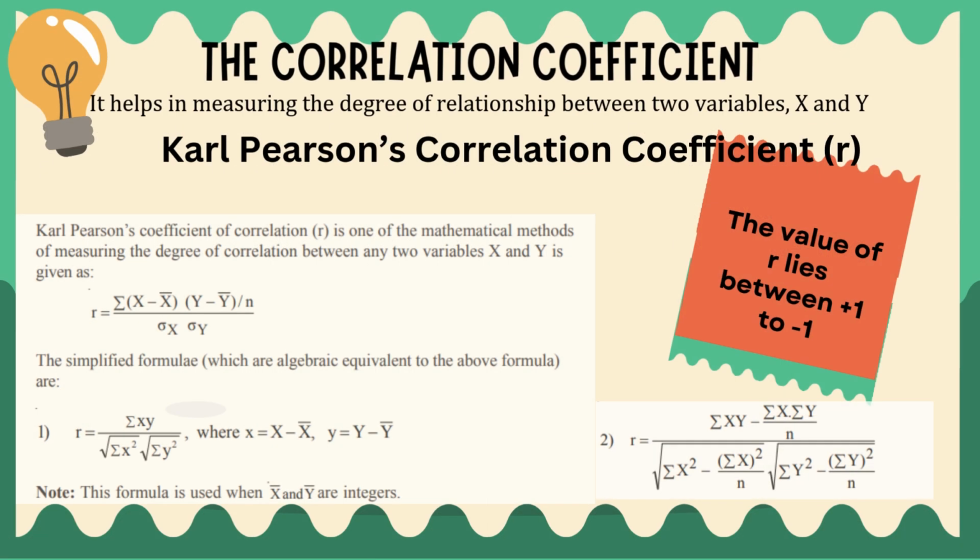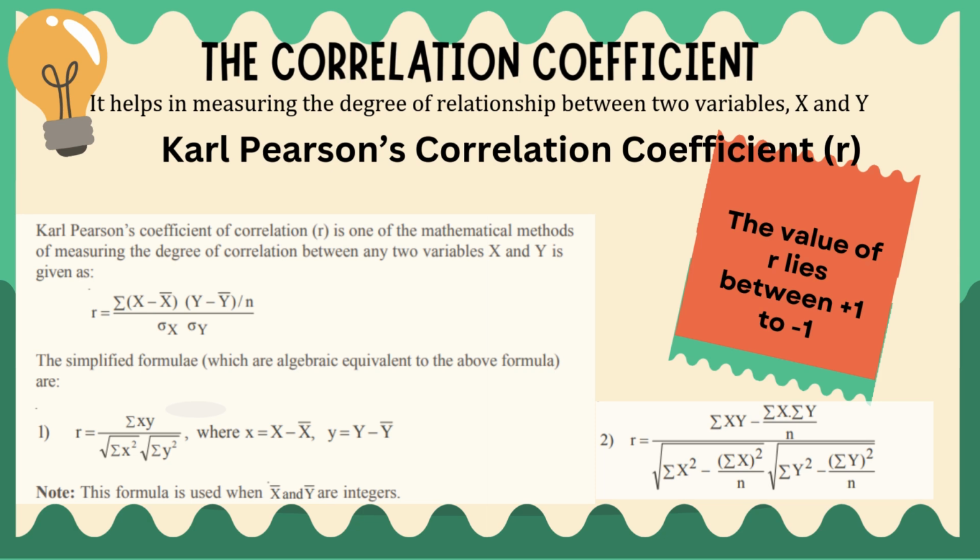In the Karl Pearson correlation coefficient, denoted by small r, r is the summation of (x minus x bar)(y minus y bar) upon n sigma x sigma y. The simplified formula is r equals summation xy upon the square root of summation x square times summation y square. This formula is used when x bar and y bar, that means the mean of x and the mean of y, are integers.